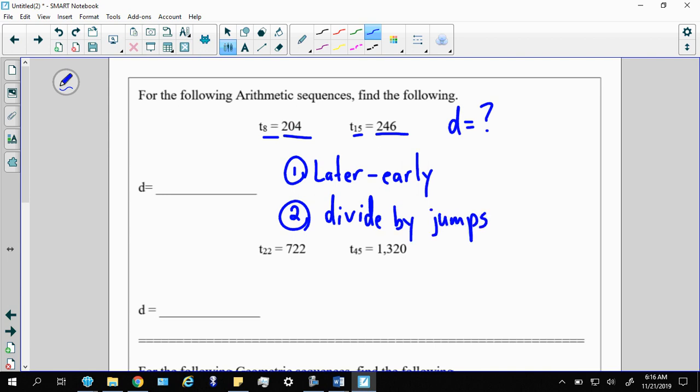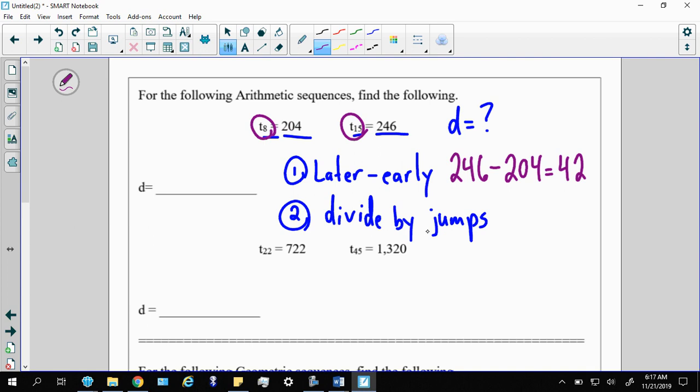Now let's look at what we have here. The 8th term is 204. The 15th term is 216. So 15 would be considered the later term: 216 minus 204. You do the math, and you get 12.